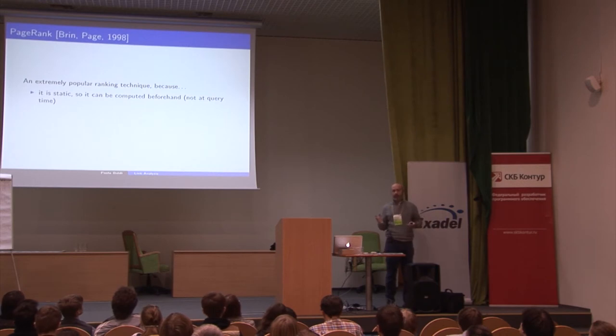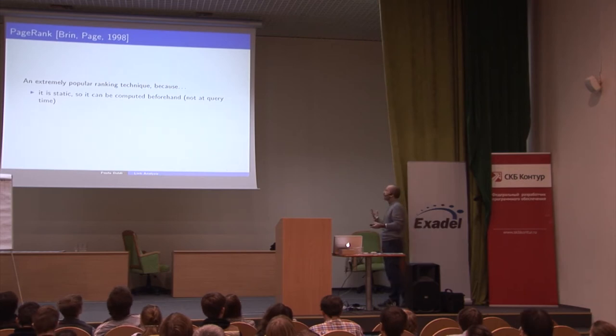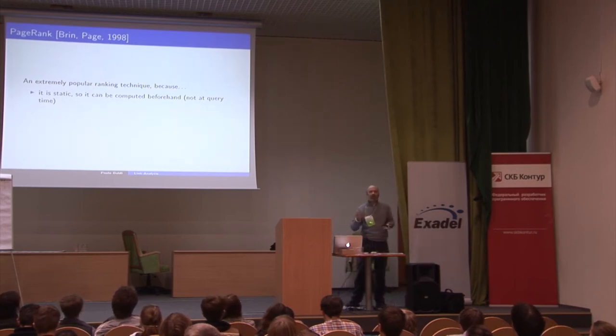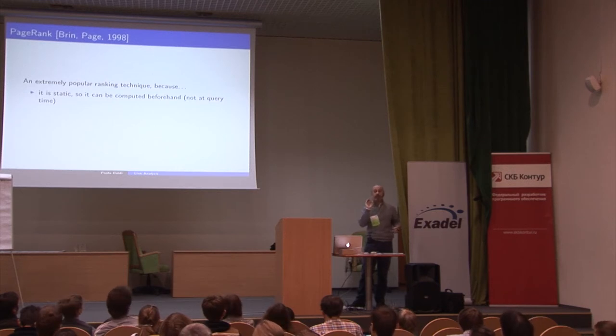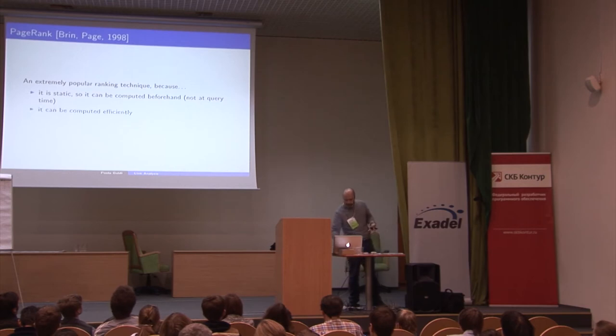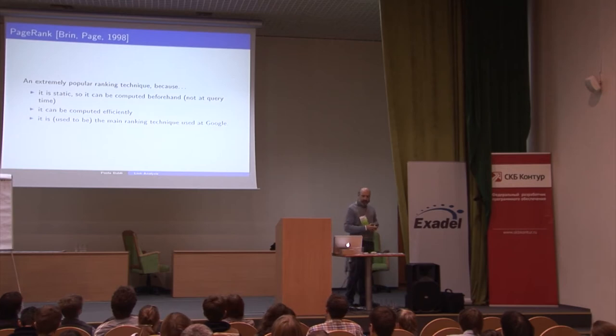You have all the web pages collected by your own crawler, and even before starting the search engine, you compute the importance of the pages. And you can take whatever time you want, because once you have computed it, it's a score, a number that you attribute to every page, and after that you can add all the other scoring functions you want. But the important score is computed offline. And actually, it can be computed quite efficiently.